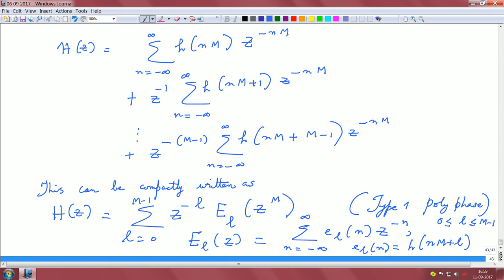This is pretty straightforward, right. We start with this E_L, which is nM plus L. L equals 0, we have this. L equals 1, we have this. L equals M minus 1, we have this, right. And then this is our E_L of n. Our E_L of z is basically the Z transform of E_L of n, and everything just falls in a straightforward way.